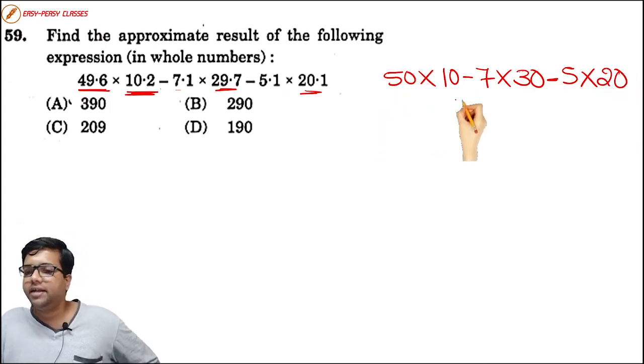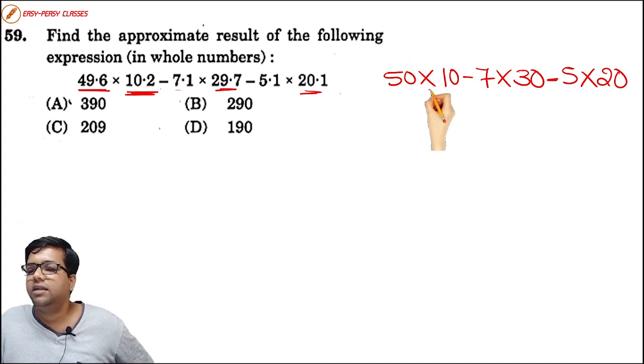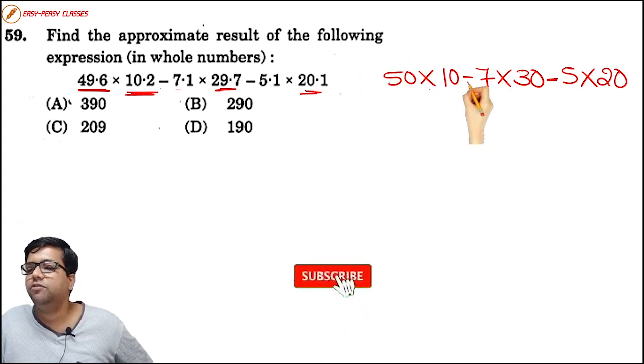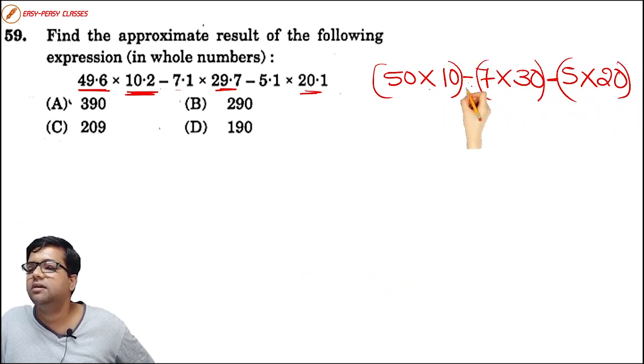Now after writing this, you need to apply the BODMAS rule. What is BODMAS rule? Multiplication comes first before subtraction. So keep a bracket over here, which makes it easier for you to simplify. Just keep brackets, and in the next step solve these brackets.